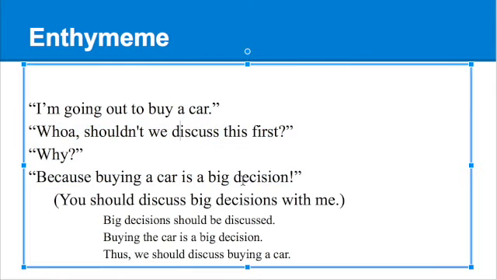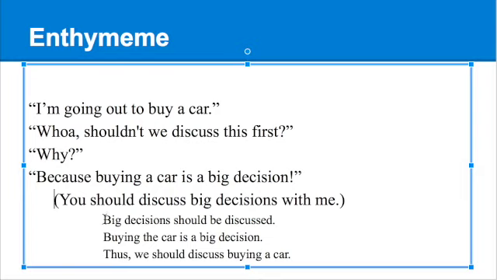And what is this person arguing, the second person? You should discuss things with big decisions with me, right? This was implied. She didn't say that when she was arguing back. But it was clear in what she was implying by what she said. Buying a car is a big decision, right? Whoa, shouldn't we discuss this first? Buying a car is a big decision. The implied assumption is that you should always discuss big decisions, right?